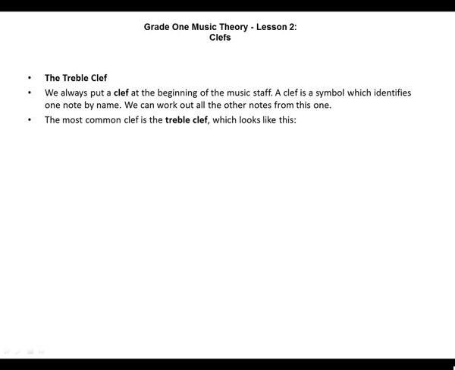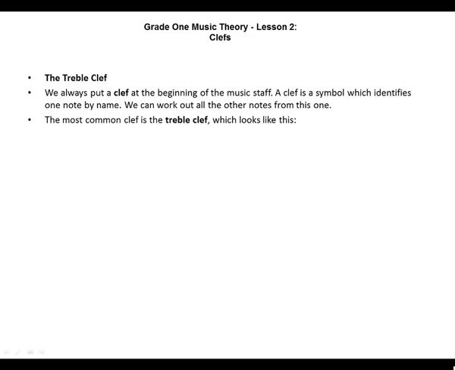Lesson 2, we're talking about clefs. The first clef we'll be looking at is the treble clef. We put clefs at the beginning of the music staff. A clef is a symbol which identifies one note by name. We can work out all other notes from this note.